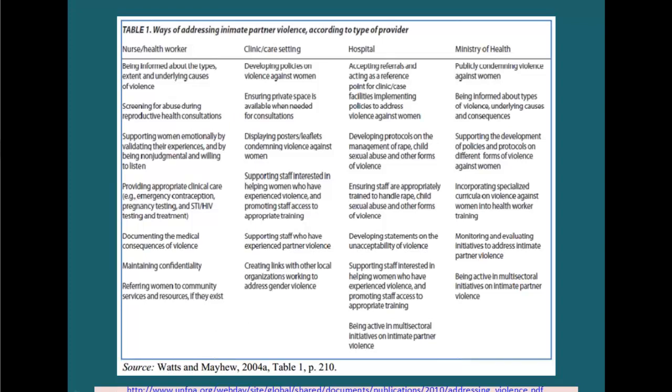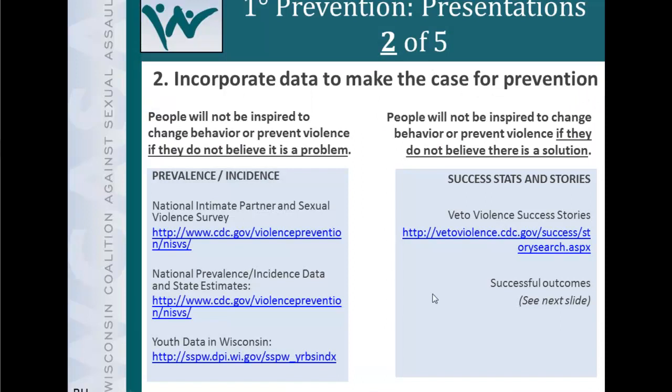So that's number 1. Number 2, and those of you who know me will laugh seeing this, is incorporating data to make the case for prevention. Because there is so much societal pushback and there's so much victim blaming, I think it's super important that as educators we're really on our game about the data we use and the statistics and where they come from, and that we use them in powerful ways to really address the issues that we're getting at.